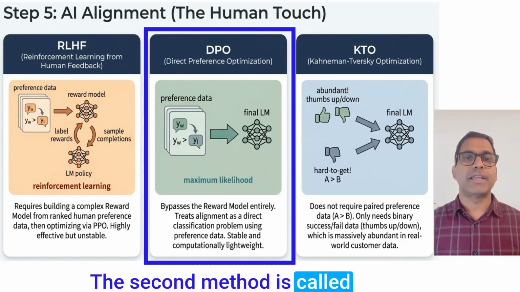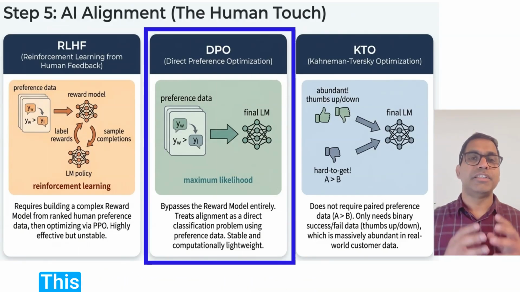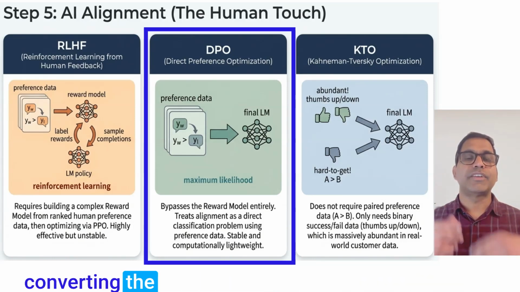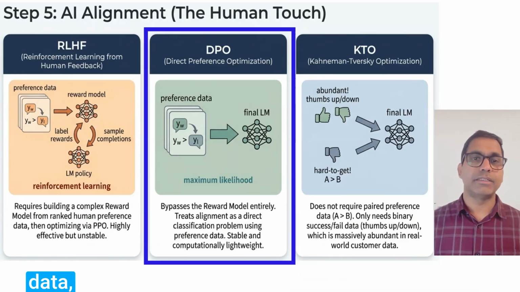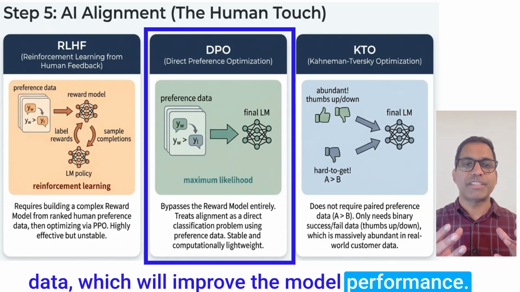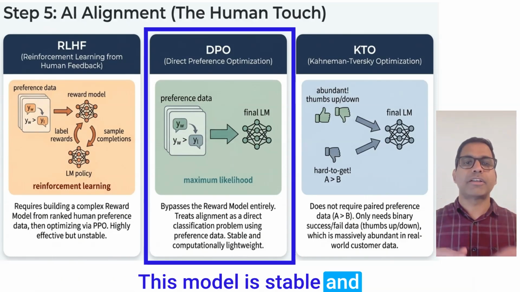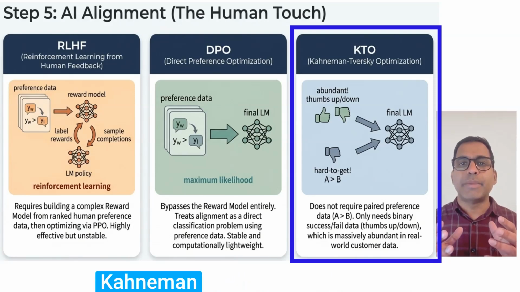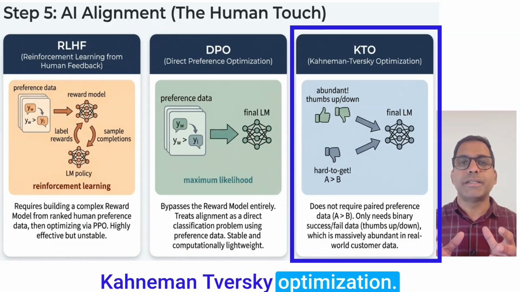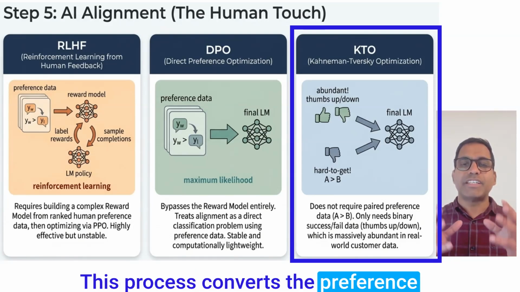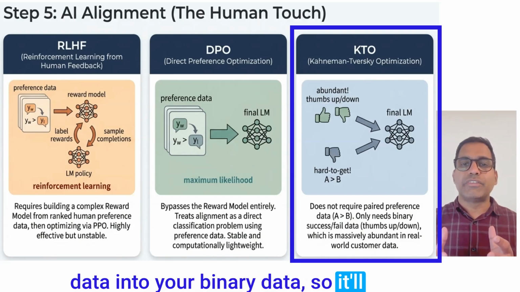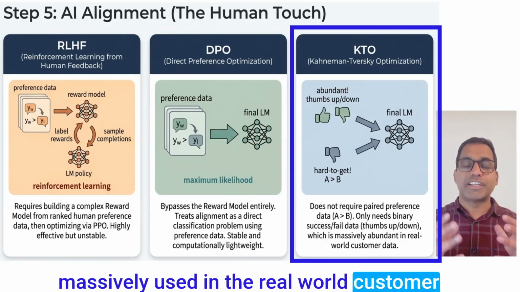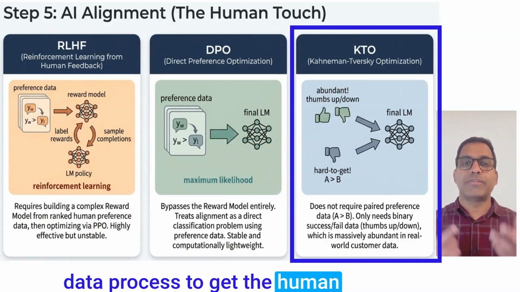The second method is called the direct preference optimization model. This will bypass the complex reward model by converting the preference data into classification data, which will improve the model performance. This model is stable and computationally lightweight. The third type of process is called Kahneman-Tversky optimization. This process converts the preference data into binary data. So it will be like a thumbs up or thumbs down, which is massively used in real world customer data processes to get the human feedback.